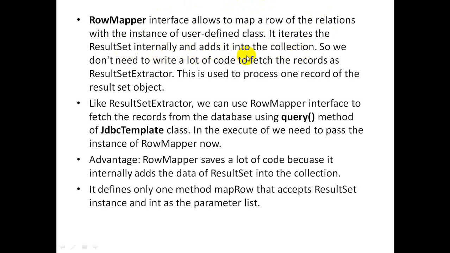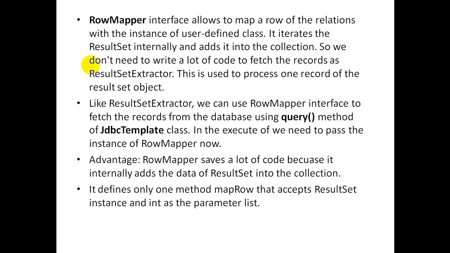So instead of giving us the whole result set object, now it will only give us one row at a time, row mapper. It's like a much more in-depth, next level of iteration when compared to result set extractor. In result set extractor, we get the result set object. Here, we will not get the result set object. We'll only get every row of the result set. While rs.next, we'll see in a moment.